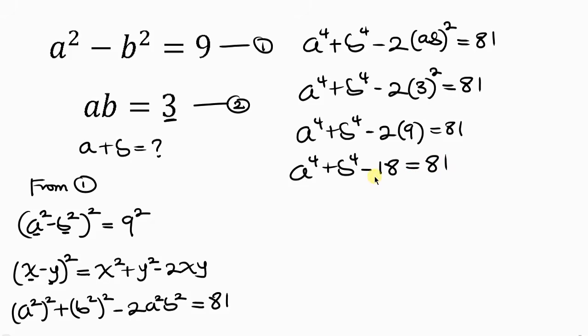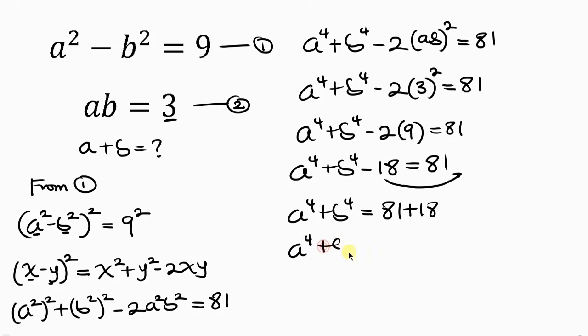Now our next step will be for us to move negative 18 to the right hand side. So I'll move this to the right so that we have a to the power of 4 plus b to the power of 4 equal to 81, and as negative 18 crosses, it becomes plus 18. So this is going to give us a to the power of 4 plus b to the power of 4 equal to 81 plus 18 is 99. I've got equation 1 and 2 already, so I'm going to call this equation 3.